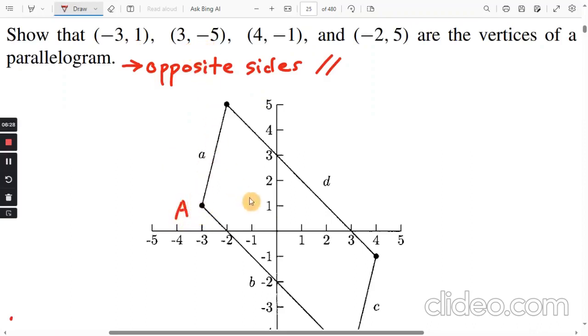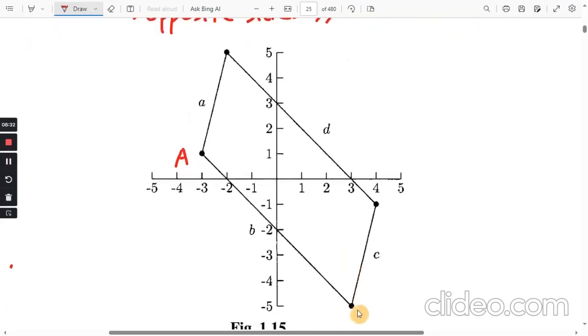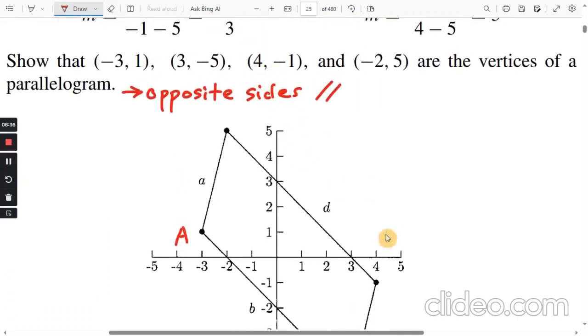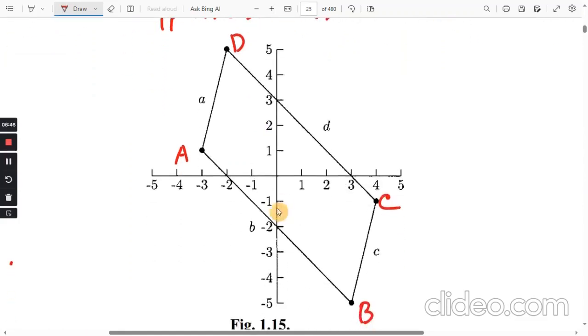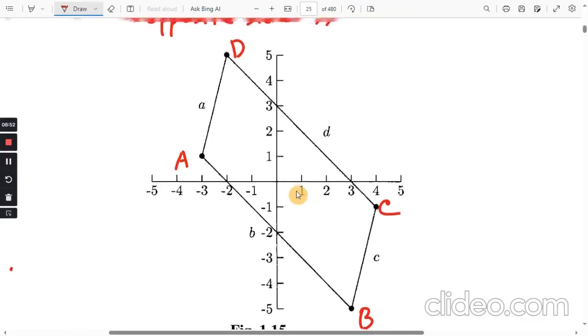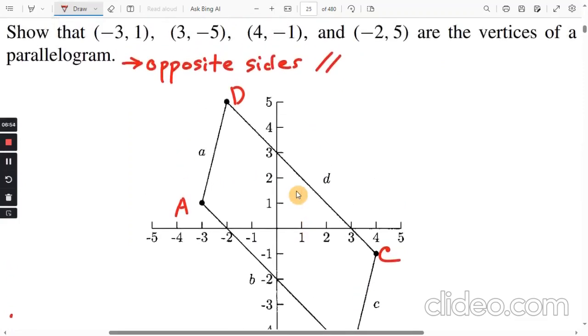3, negative 5 is this point here, I'll call that B. And 4, negative 1 is this one here. And negative 2, 5, I'll call that point D. That's that right there. Okay, so they did list the points in order. So you can certainly look at the graph if you want. But if they listed the points in order, then you're okay and you don't even need the graph.